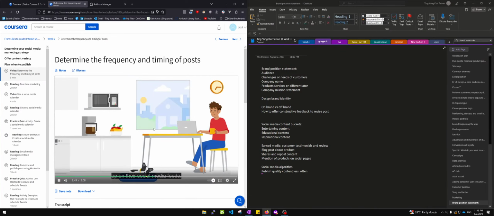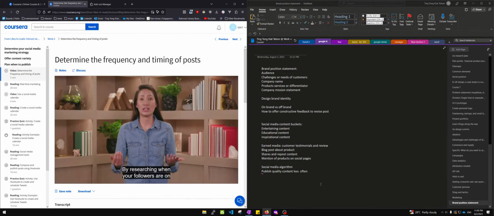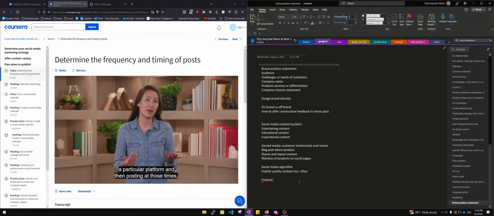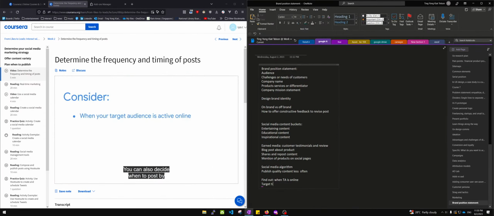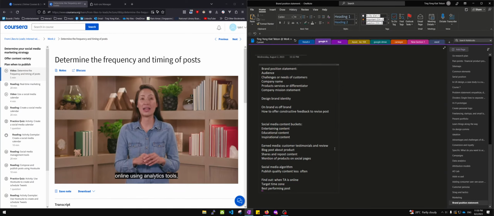First of all, you want to find out when your target audience is active online by researching when your followers are on a particular platform and then posting at those times. You maximize the chances that your content will reach them. Make sure you consider your target audience's time zone and schedule a post accordingly. You can also decide when to post by analyzing your best performing posts from the past. Review the times of day and the days of the week you posted successful content to determine if you can identify any patterns. You can gather data about your top performing posts and about your audience's activity online using analytics tools, which we'll discuss in a later course.